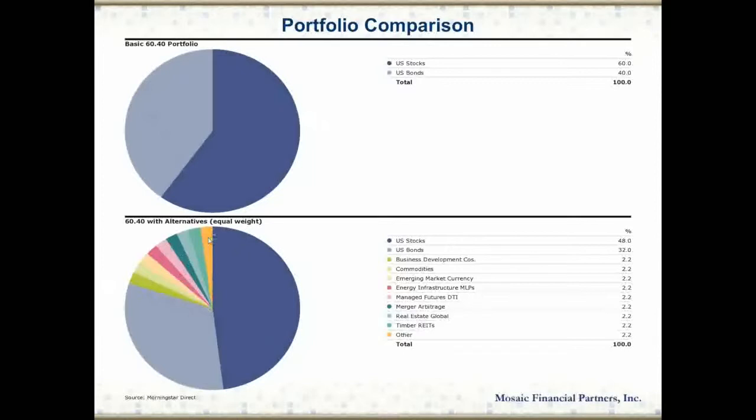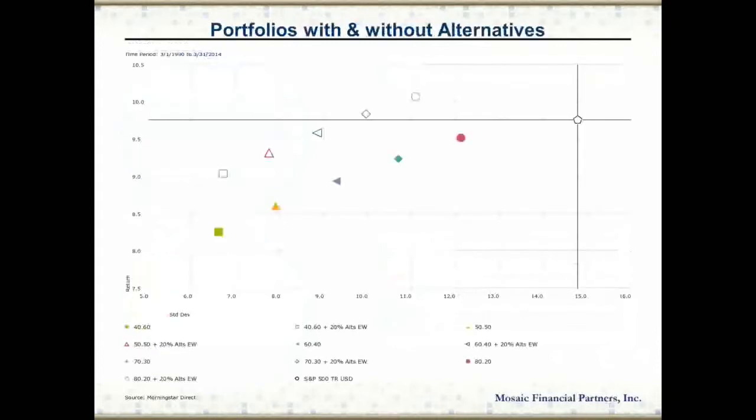Just to keep it real simple, we equal weighted those 9. So each works out to about 2.2% in each of the 9 strategies. If you carve out the 20% here, we took it proportionately from stocks and bonds. So instead of being 60% in stocks like before, stocks is now 48%. U.S. bonds dropped from 40 to 32%. And then we have the 9 alternative strategies to get to our 100. This is just an equal weight example. We do use different weights, but I wanted to keep it simple for this presentation.